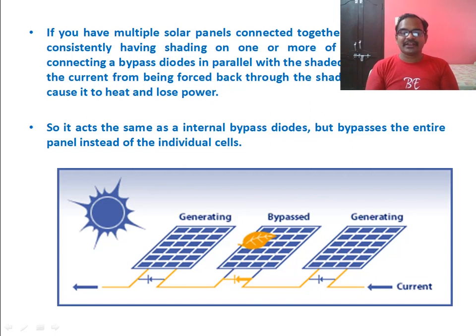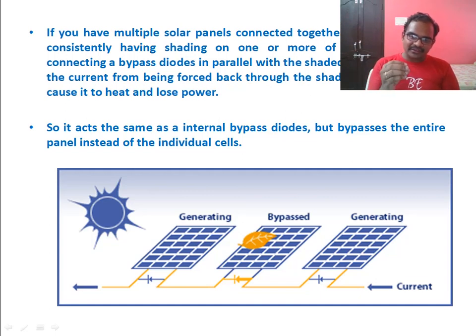So in this way you can see that orange color line. Whenever the middle one is shaded, the diode which is connected in parallel to that middle panel is forward biased, whereas for the rest of the 2, that is the left side and the right side panels, the diodes connected across them are reverse biased, blue color. In the middle one, the diode is forward biased.